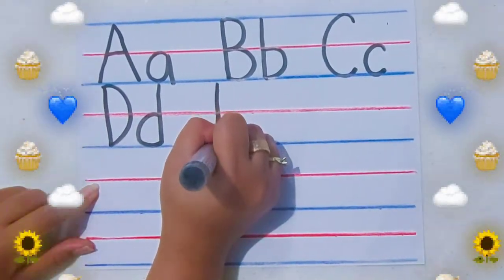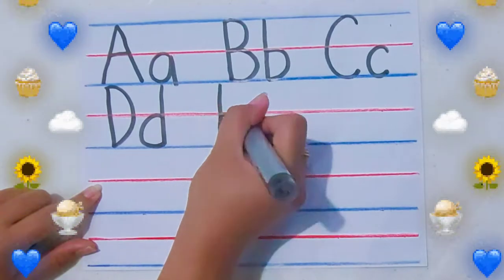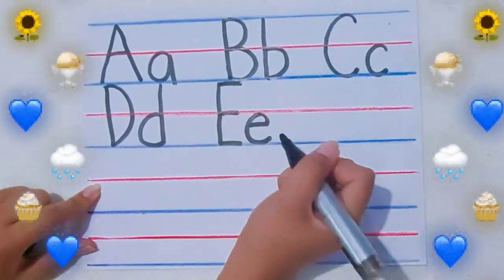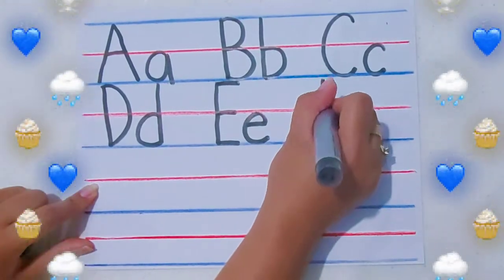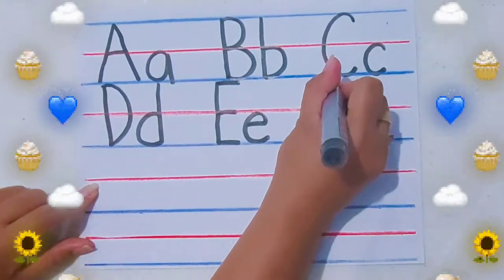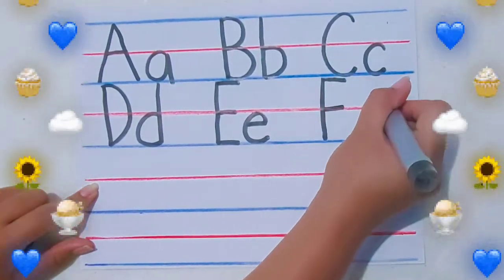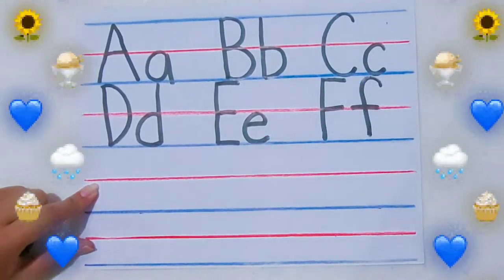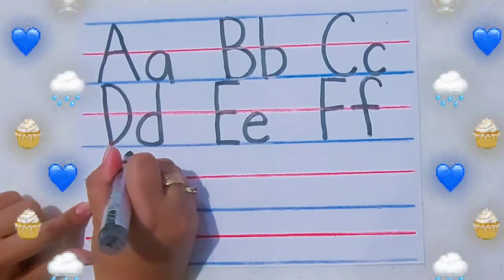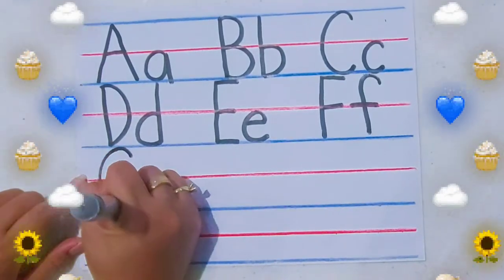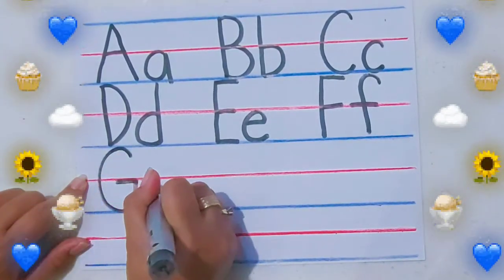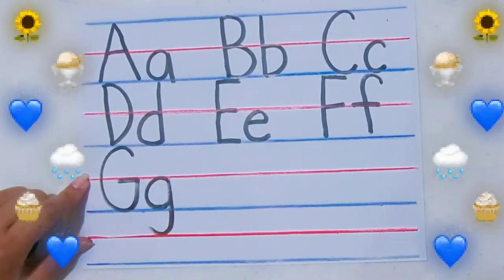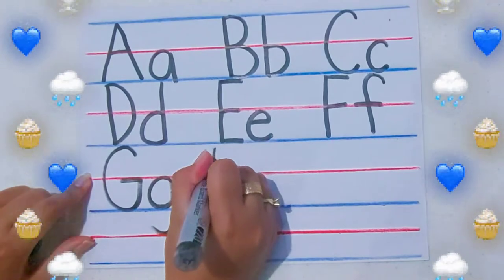E, down, left to right, left to right, left to right, left to right, up, curve line. Next is F, down, left to right, curve line, down, left to right. What do you think is next? Letter G, curve line up and small line on the red. Circle up, down, curve. Next is H.